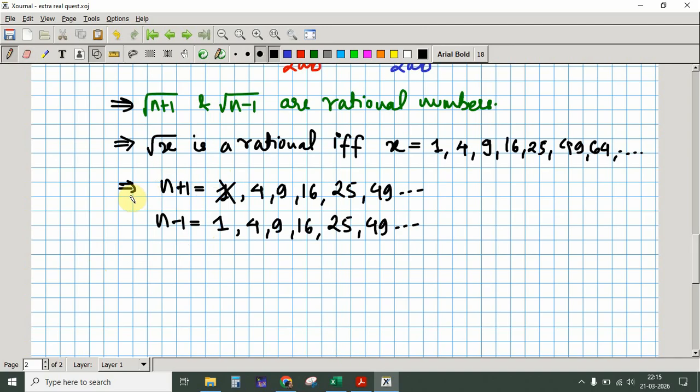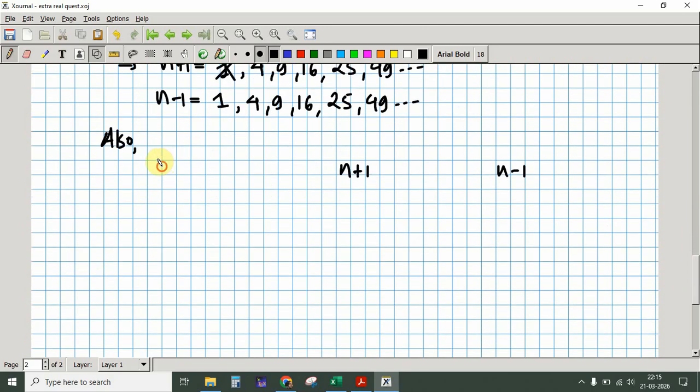Okay. Now also observe that for n plus 1 and n minus 1 type numbers, where are these values of n coming from? The values of n are starting from 1, 2, 3, 4, 5, 6, like that. Let's put them one by one. If I put 1, this is 2 and this is 0. What happened here? If I put n equal to 1, this is 0. So 0 is not here. Okay.